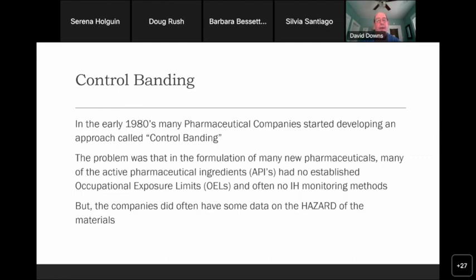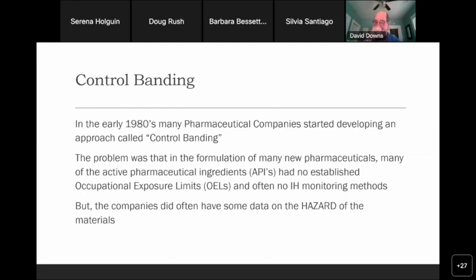And so they were really facing a very difficult situation because the choice was to apply a maximum control for everything that they were working with, which would be very difficult to do both technologically and also economically. We already know that the cost of medicines is very high.